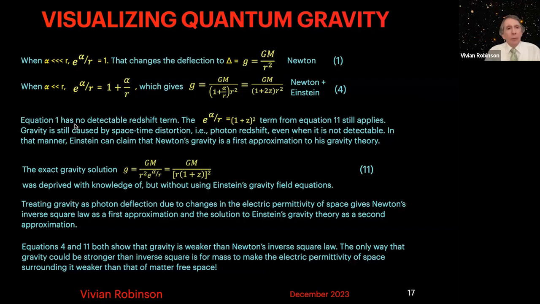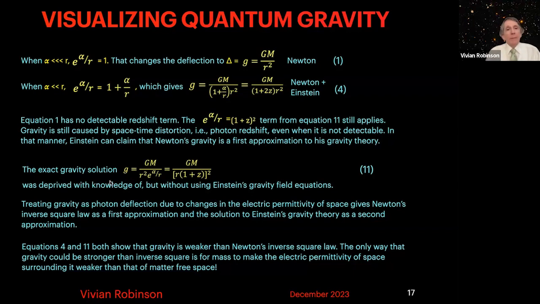Now, equation 1 has no detectable redshift term. Yet the e to the alpha over r equals 1 plus z squared term from equation 11 still applies. Gravity is caused by space-time distortion, i.e. photon redshift, even when it is not detectable. In that manner, Einstein can claim that Newton's gravity is a first approximation to his gravity theory.